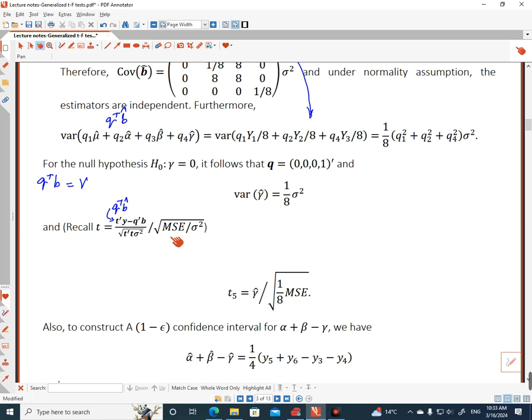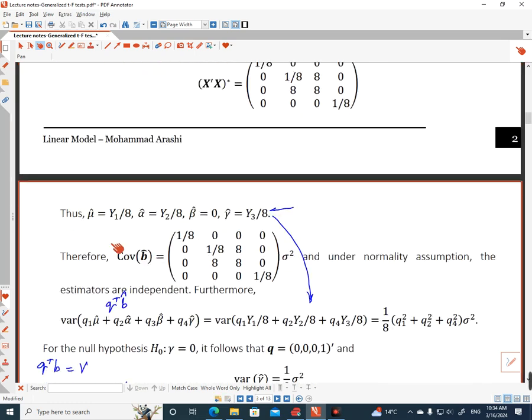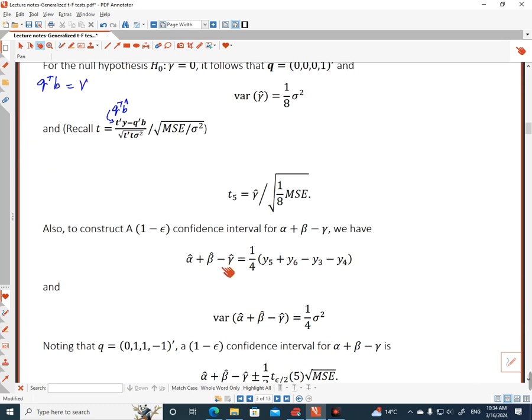The sigma squared vanishes, and we can easily get this t prime t. So this is the test statistic for testing this null hypothesis, and also to construct a 1 minus epsilon confidence interval for this linear function of parameters. First of all, we have the estimators according to this formula, which we obtain the estimators for the parameters. We can find the estimators for this linear function of parameters.